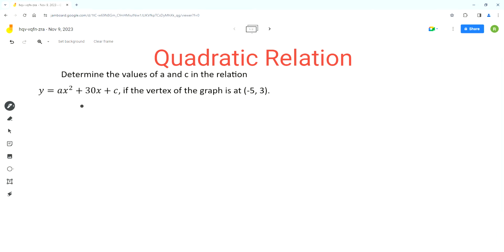Now the first thing we see here is that this quadratic relation is given to us in standard form. So this is the form that we most commonly come across for quadratic relations. So it's y equals ax squared plus bx plus c. Now since we are given the vertex of this graph, we know that we can find the x coordinate of the vertex from the standard form using this formula. X equals minus b over 2a.